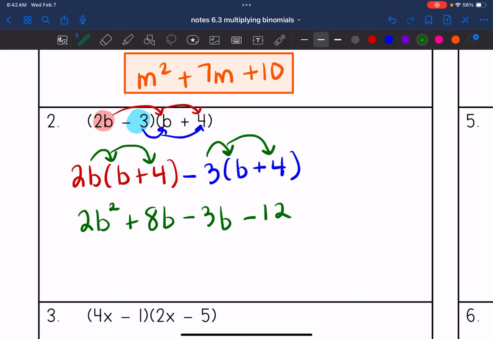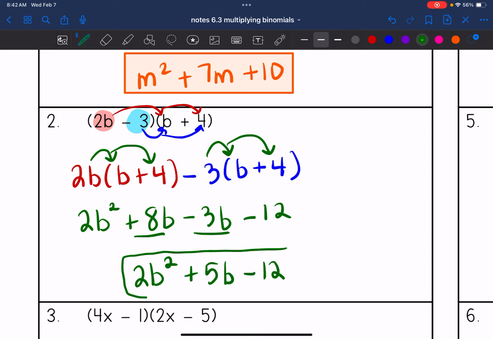Okay, now we're going to simplify and combine like terms as we go along. The first term is the only one that has b squared, so 2b squared. The 2 in the middle both have b, so we're going to combine. 8 minus 3 is 5, so plus 5b. And then I still have my minus 12 at the end.